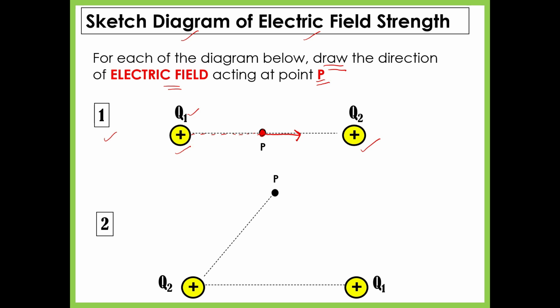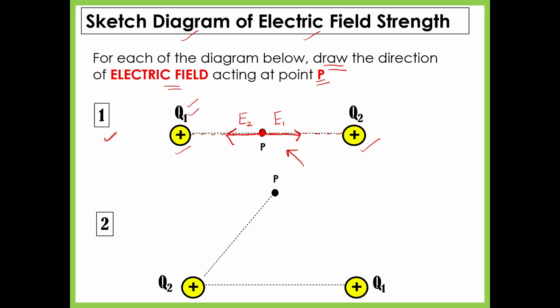And we label it as E1 because it is from charge number 1. For charge number 2, again the direction is outward because it is positive. So the direction of electric field produced by charge number 2 is to the left at point P. So this is how we sketch the electric field strength for case number 1.